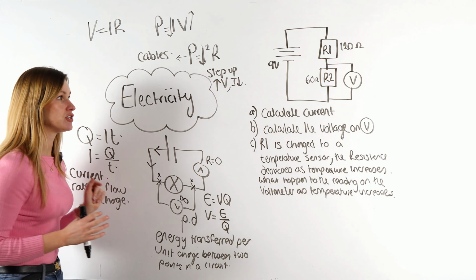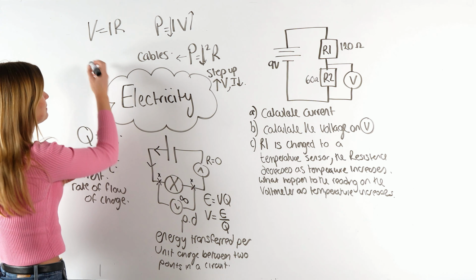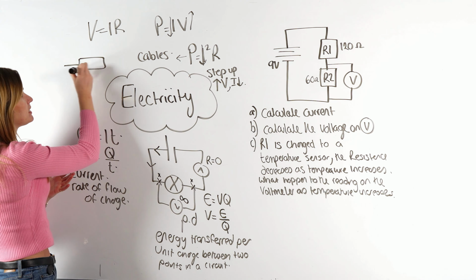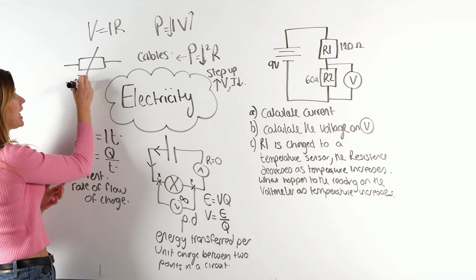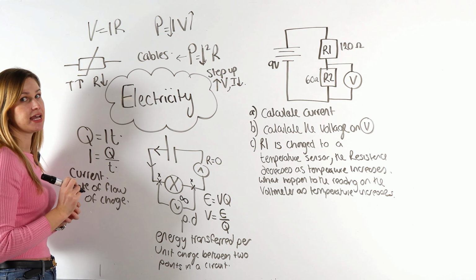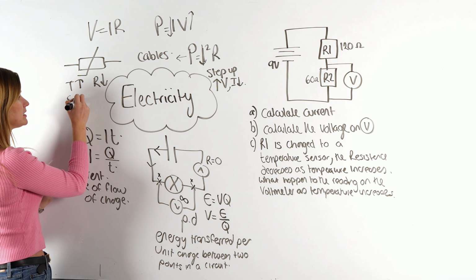Okay, other things we need to know to tackle this question. We need to know why a thermistor. A thermistor has a negative temperature coefficient. You don't really need to know that. You just need to know that in a thermistor, if the temperature is high, the resistance is low, okay? And these are made of things called semiconductors.